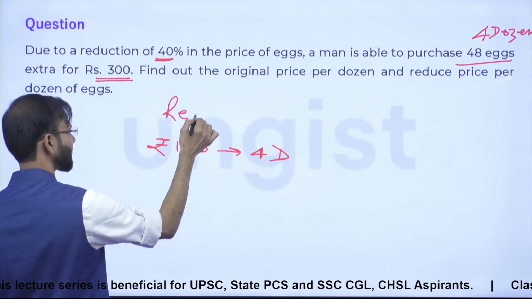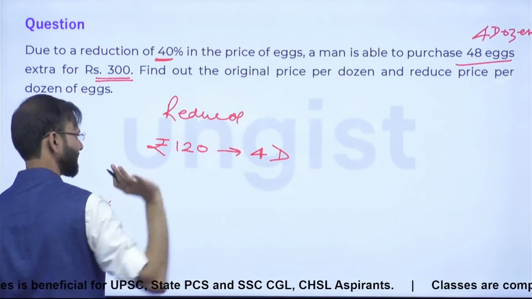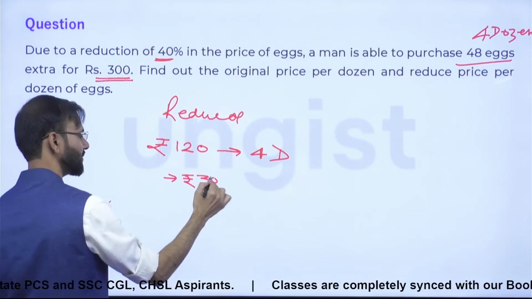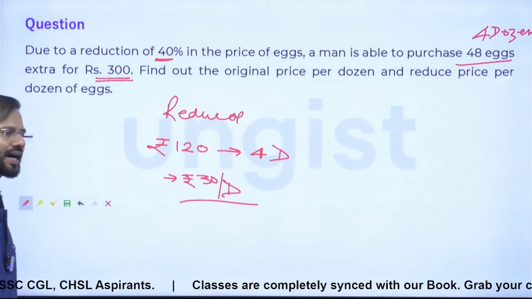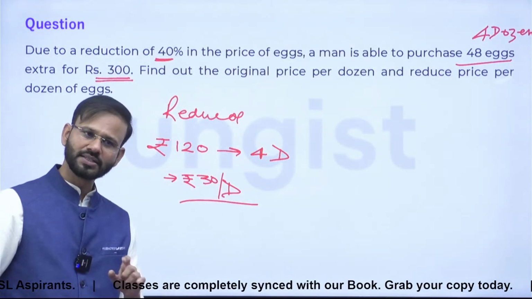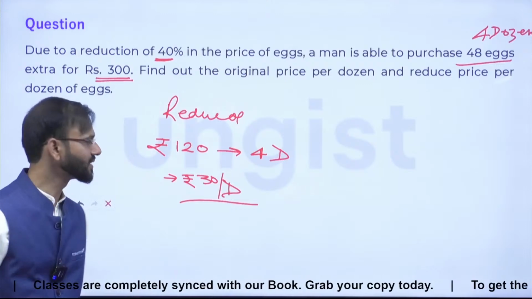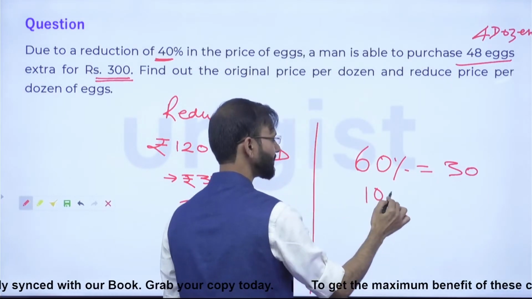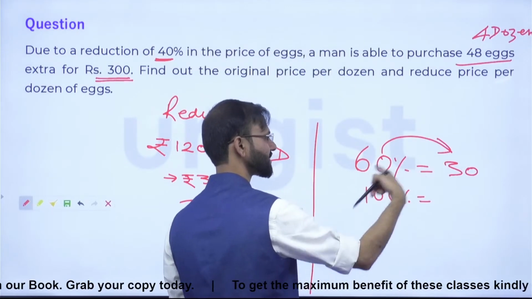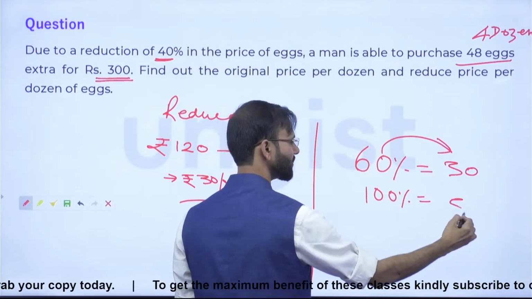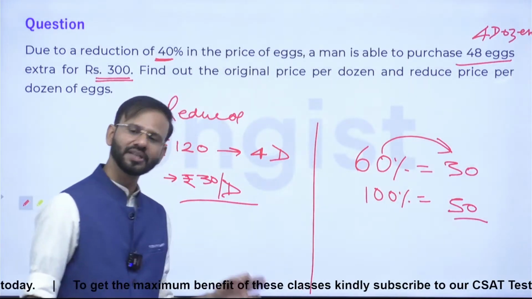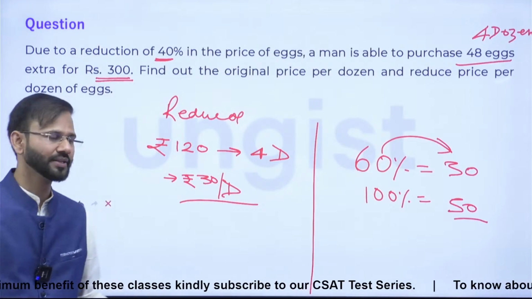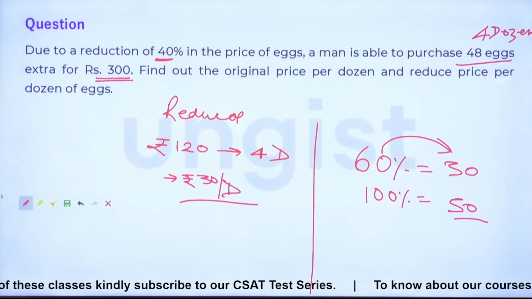This is the reduced situation, or you can say the current situation, right? So the reduced price is rupees 30 per dozen. Now today's price is 60% of the original price, right? So 60% of the original is 30, then 100% of the original is what? 50 rupees. So originally 1 dozen eggs was available for rupees 50, and now 1 dozen eggs is available for rupees 30. Please note it down. Guys, is it clear?